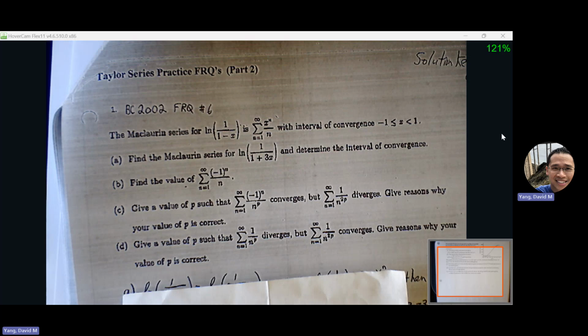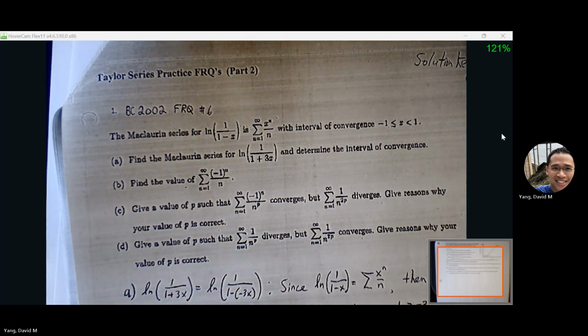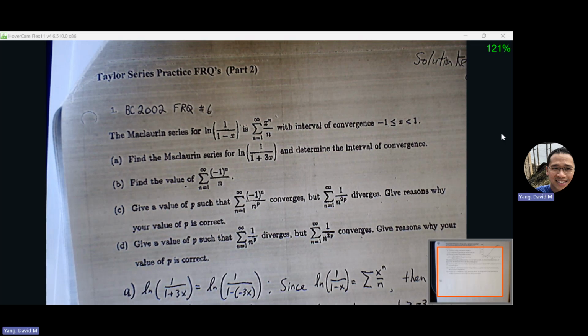For part A, does it want the general term and the first four terms, or just the... Oh, for number 1. Yeah, it's not asking for the general term.